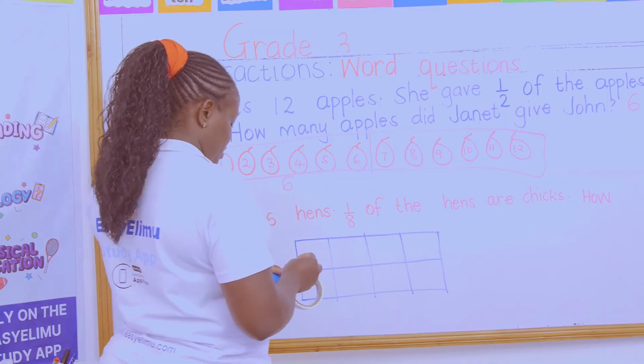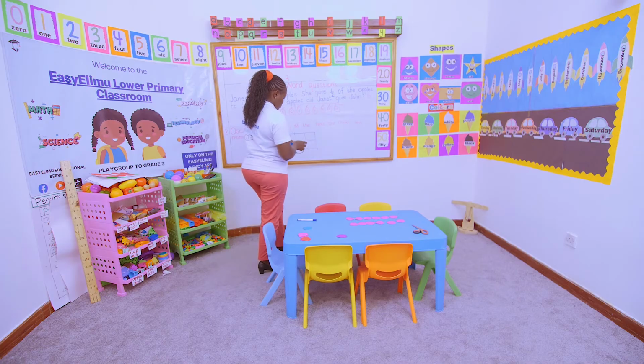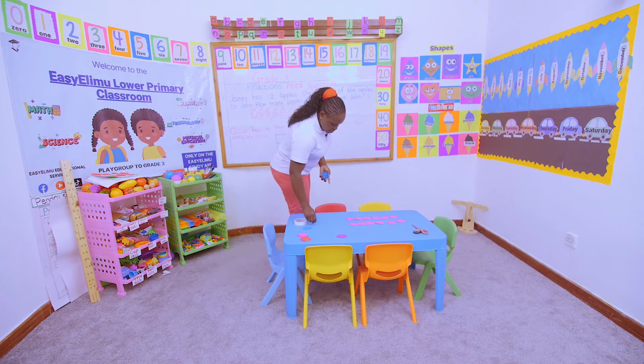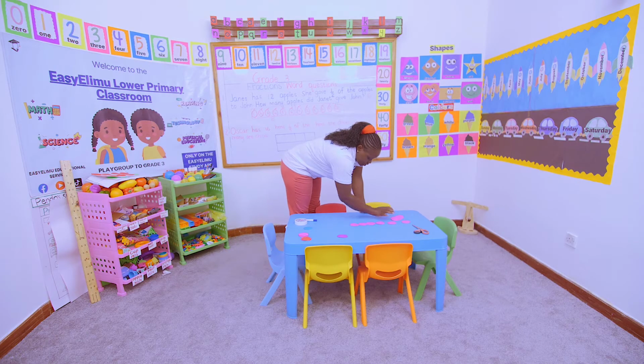So we are sharing out the 16 hens. An eighth of the hens are chicks?